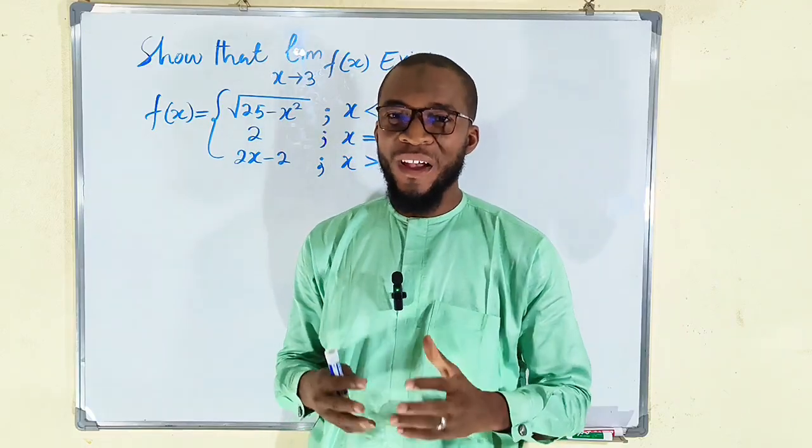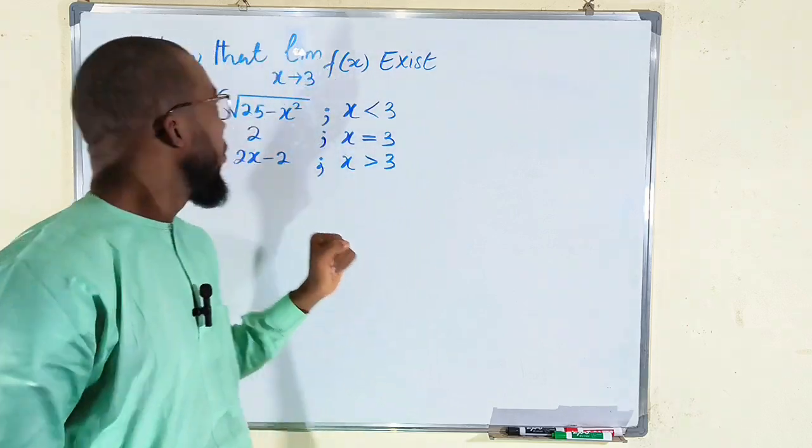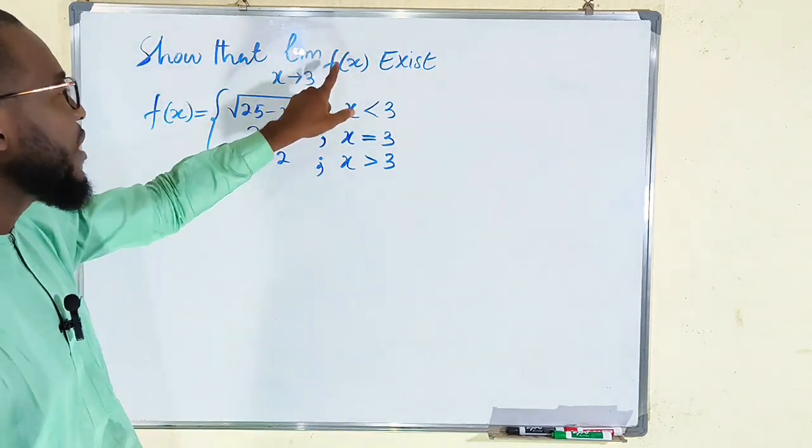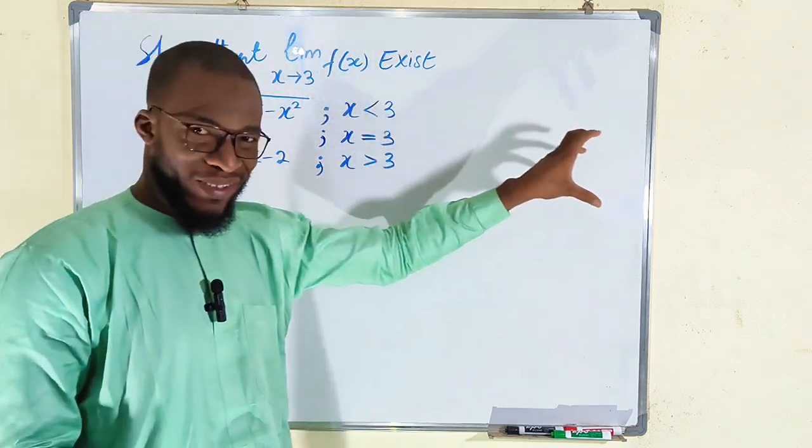Hello dear viewers. In this tutorial we want to prove this limit problem. We are asked to show that the limit as x approaches 3 of the function f of x exists.